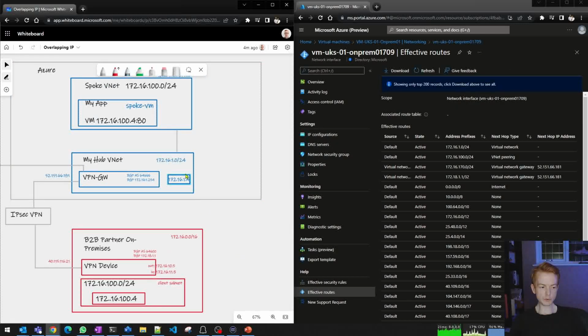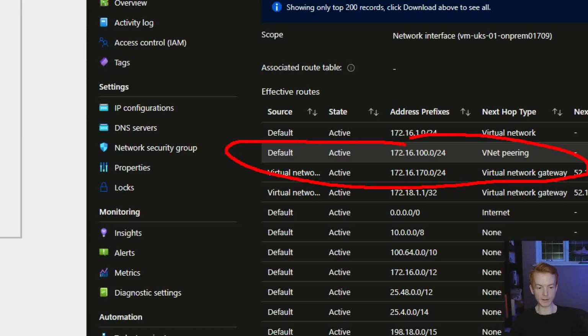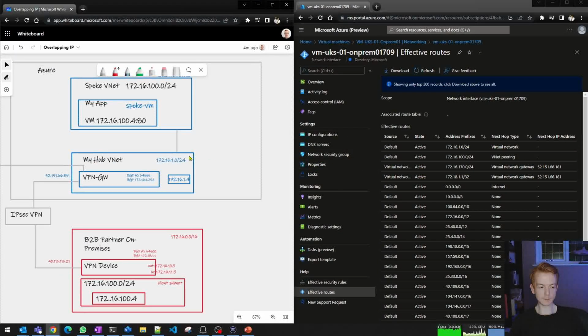However, naturally, if I go to my VM in the hub and see how it views the world of this address space, the 172.16.100 address space, over here on the right hand side, we can see that as expected, it sees the route via VNet peering. Why is that? Because we connected that VNet with the same address space. So even though my VPN gateway is getting the route from on-prem, it's not able to inject it into the Azure SDN because there's a local route via VNet peering, which obviously wins.